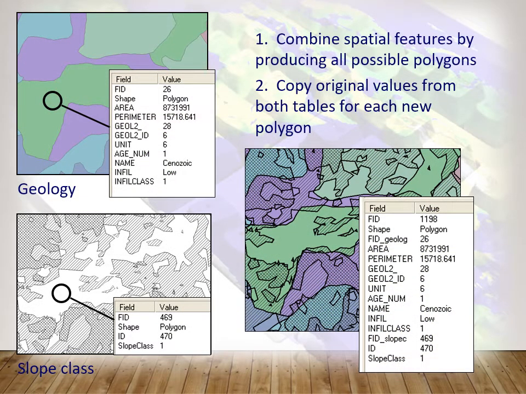Here's something that's interesting. Again, with geology, let's say you have all these fields. Slope class. This is basically whether you have a high, medium, or low slope. With a union, and you click on the new product, you get all of the features. Everything comes together.